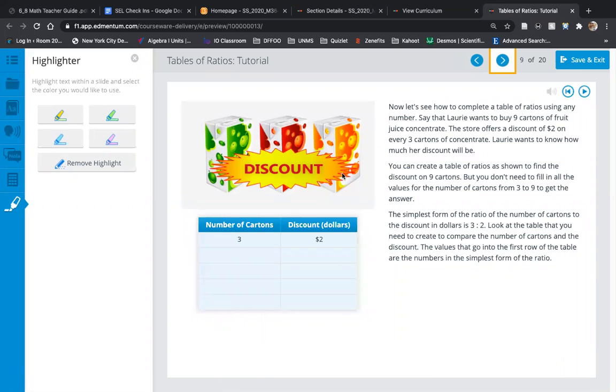So let's see, one more example, right? Now we're looking at one here that's not a unit rate. So I can see that we're comparing 3 cartons.